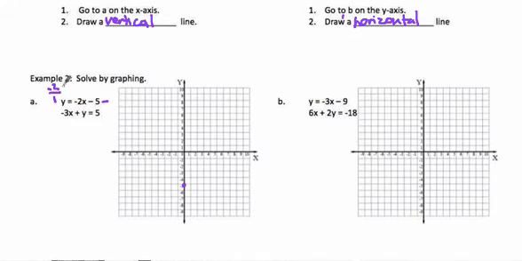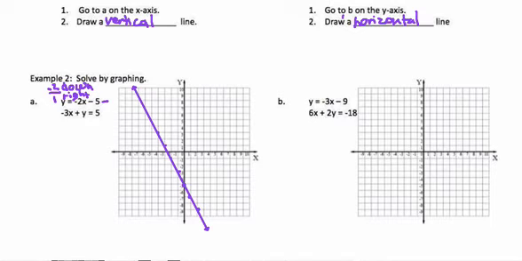And negative 2 is going to go down and 1 is going to go right. So 2 down and 1 right. 2 down and 1 right. And it's nice to get a bunch of points in there just to make sure that you're going to see where these intersect.